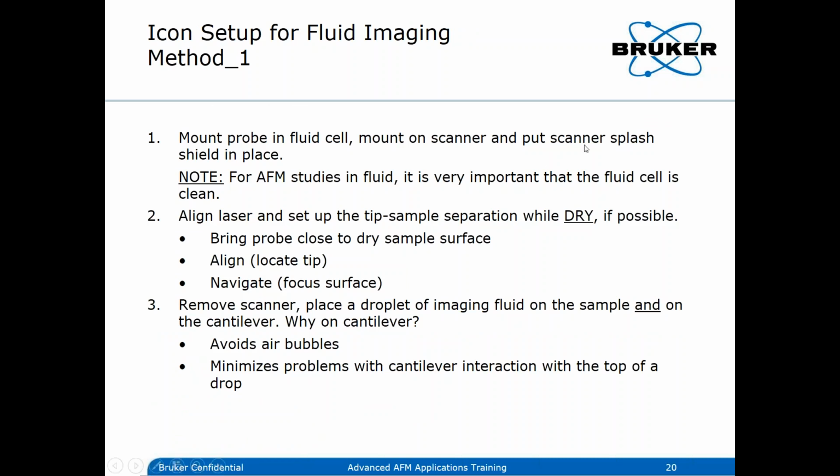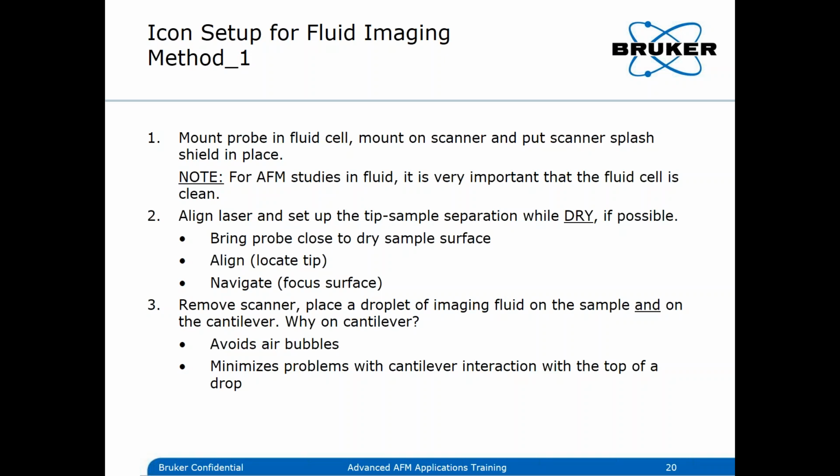So again, back to the icon. You should mount the probe in the fluid cell, mount the scanner and put the scanner splash shield in place. By the way, for AFM studies in fluid, it is very, very important that the fluid cell is clean. I'm talking about cleaning the cell a bit later.